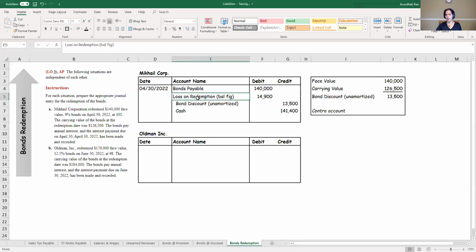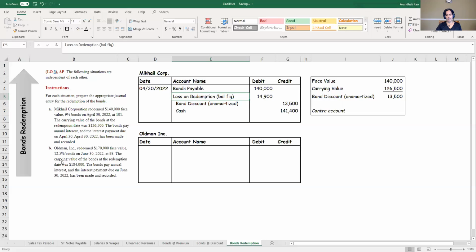And at this point of time, I'm writing it all off as a loss. Once again, if you recall from the previous video, bond discount, we had said the contra account, we keep it in our books and we write it off over the life of the bonds. Now that the life of the bond is ending because I'm repaying it, I need to recognize all that loss all at once. I don't have a choice over here.